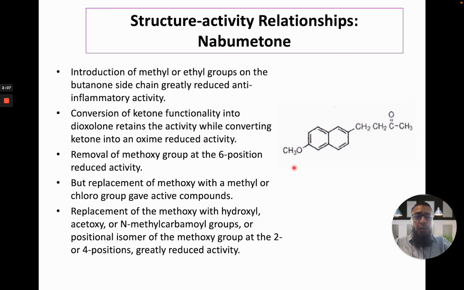If the methoxy group at the 6th position is removed, it will reduce the activity of the compound. If the methoxy group is replaced with a methyl or chloro group, it will produce an active compound. If this methoxy is replaced with a hydroxy group, acetoxy group, or N-methyl carbamyl group, or the positional isomer of the methoxy group at the 2 or 4 position, the activity is greatly reduced. So it means that this part of the molecule is very important, and at this part the methoxy group plays a very important role.